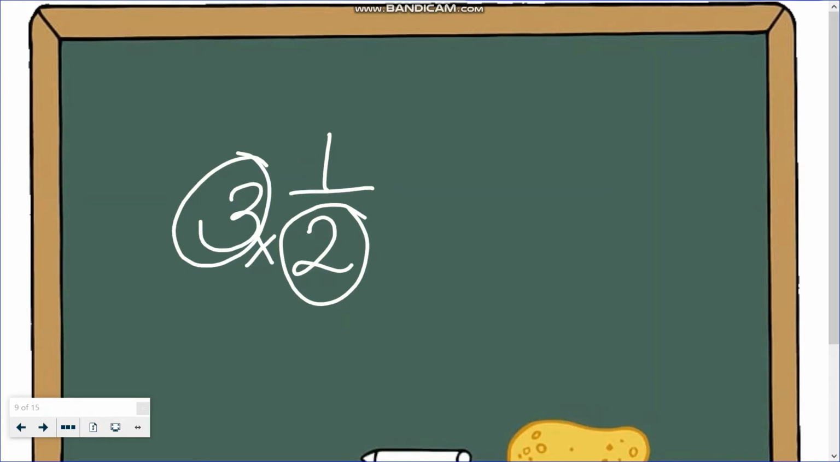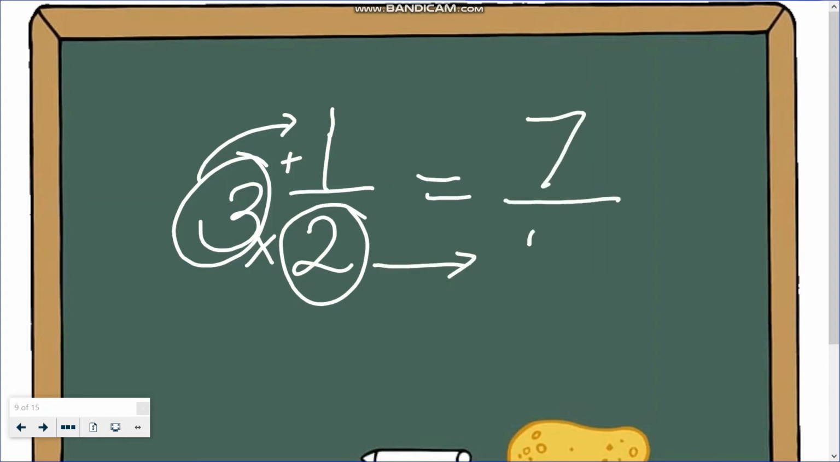And then once you get the answer, you're going to add it to the numerator, which is 1. So 3 times 2 is equal to 6, plus 1 is equal to 7. And then just copy the denominator. So 3 and 1/2 is equal to 7 over 2, or 7 halves.